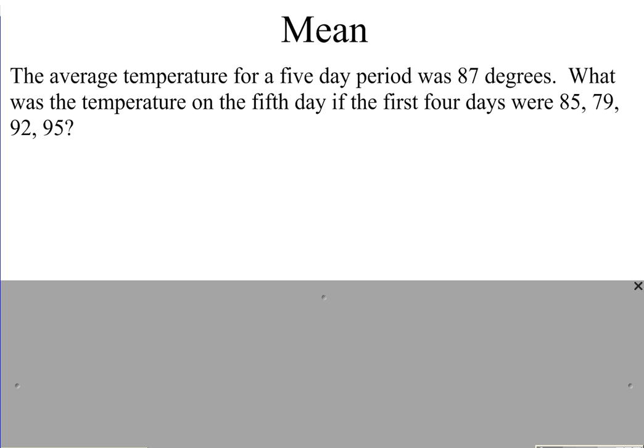So now we are going to apply the idea of a mean, but a little bit differently. The 5 days were 85, 79, 92, 95. The 5th day, we don't know what that was as far as temperature. So we put a variable in place of something we don't know. But we do know the average of those 5 days was 87 degrees.